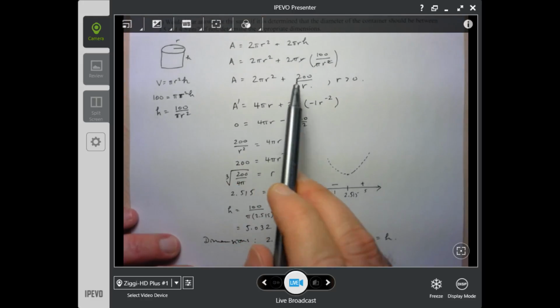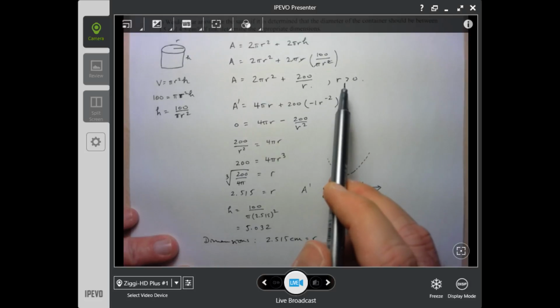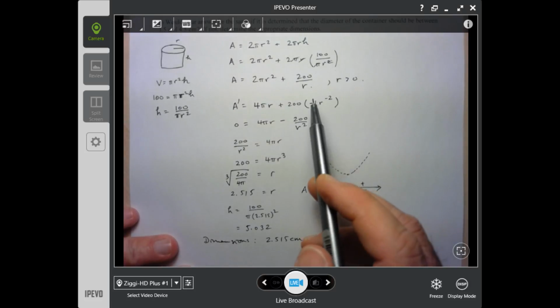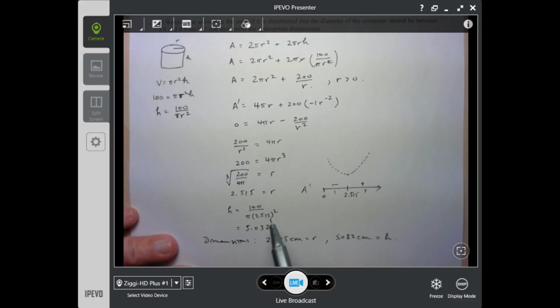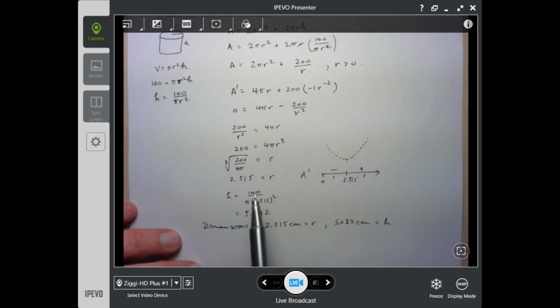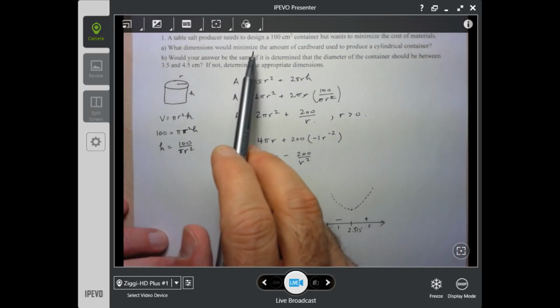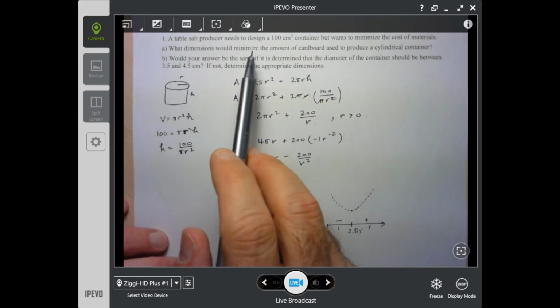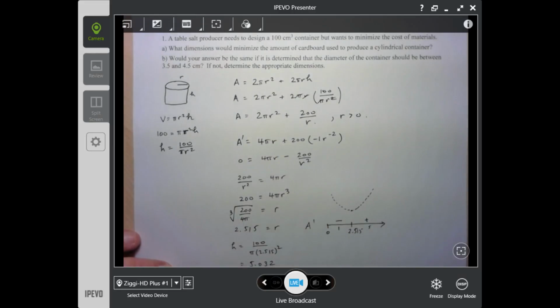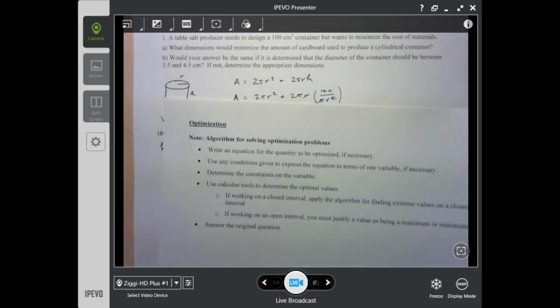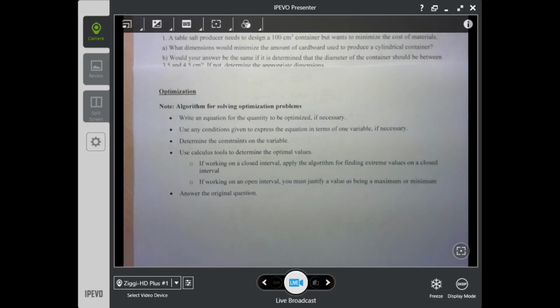Once you have your model in terms of one variable on your specified domain, you then use your calculus methods to determine the max or min. Now, because we were not working on a closed interval, I needed to justify my answer. And then, of course, remember to always look back to the original question to make sure that you're answering what they are asking for. Okay, so your notes will look like this, and we see exactly those steps.